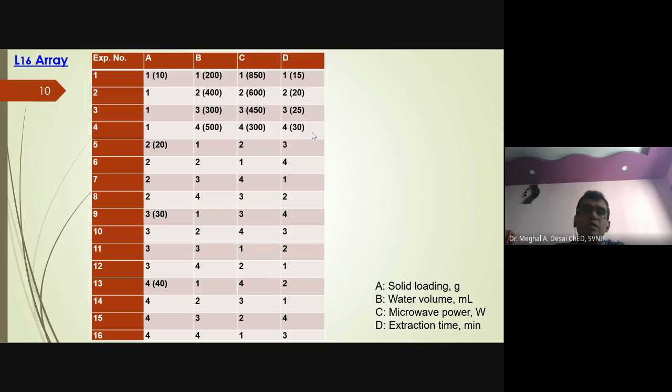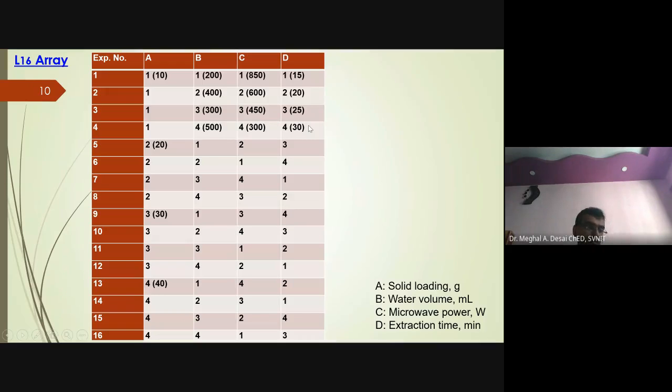Now I will show the advantage and why there is some jumbling, or interchanging, of values. If you look at factor B, that is water volume, it is 200, 300, 400 and 500. No, it is not like that. It is not following any order. It is 200, then 400, then 300 and 500. Similarly, if you see factor C, it is not increasing, it is decreasing order, 850, 600, 450, 300, while D is again in increasing order.